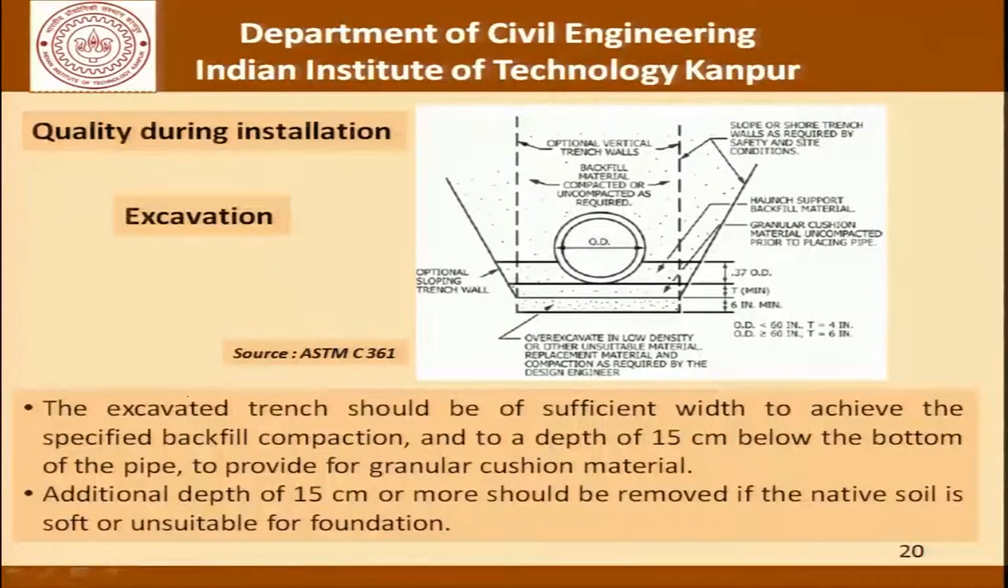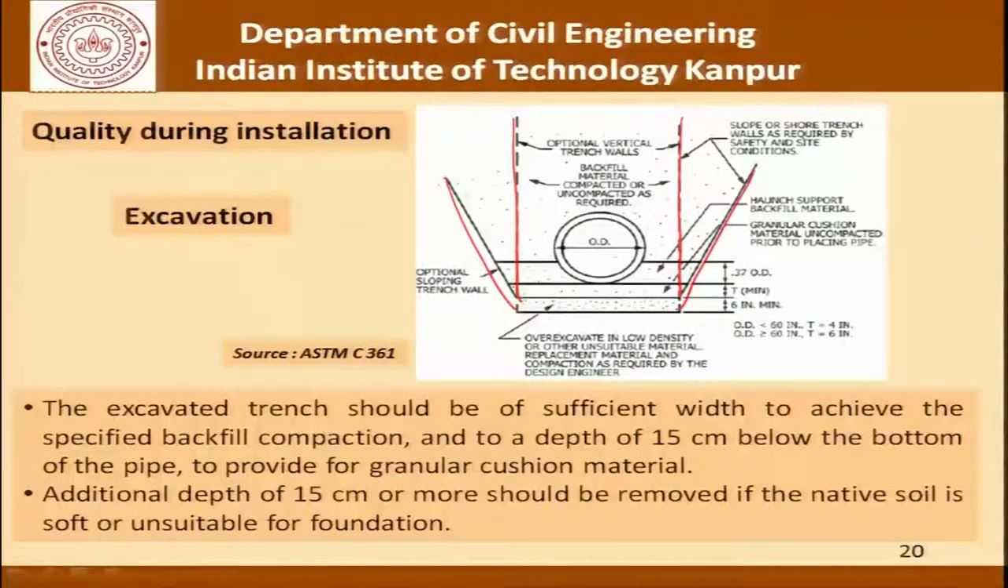Now we come to issues relating to installation. We've already talked of the fact that these pipes are laid in a trench which has been either executed like this or it has been executed like this, which would depend on the depth of excavation, the soil conditions and so on. So the excavated trench should be of sufficient width to achieve the specified backfill compaction and to a depth 15 centimeters below the bottom of the pipe to provide for granular cushion material.